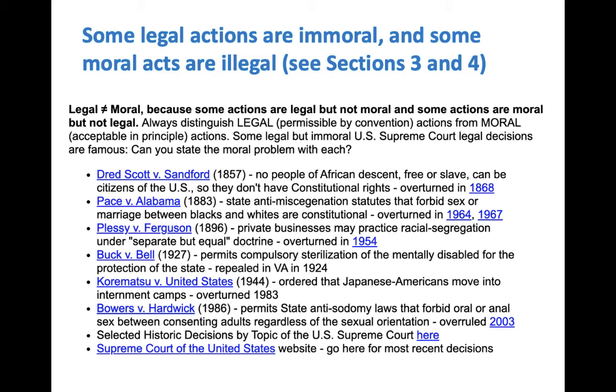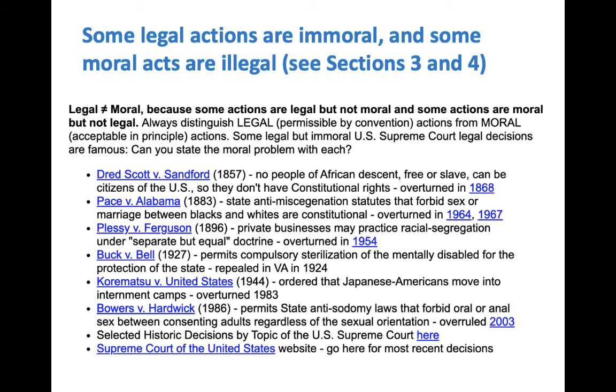For instance, here are some legal but immoral U.S. Supreme Court decisions. These are famous. And, as an exercise, everybody should be aware of each of these decisions, by the way. And in fact, you can go to Wikipedia and look these up. In the case of Dred Scott versus Sandford, what was going on here was that no people of African descent, free or slave, were allowed to be citizens of the U.S. The Supreme Court decided in 1857.